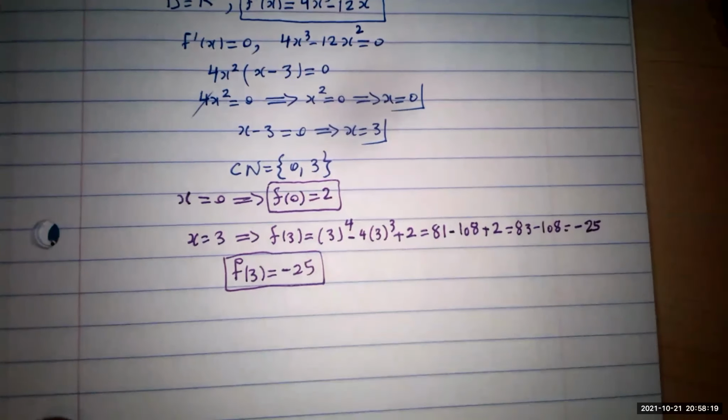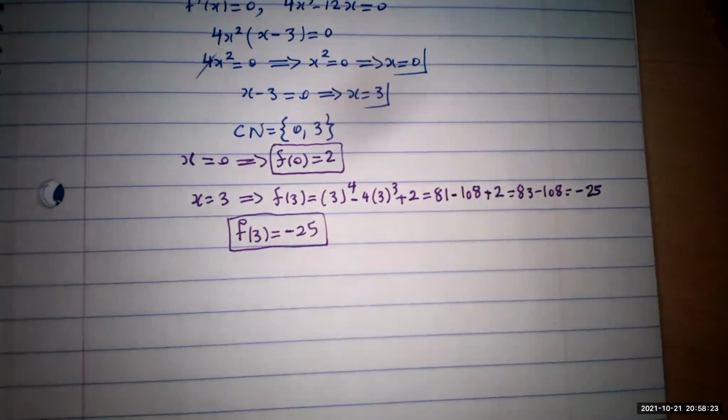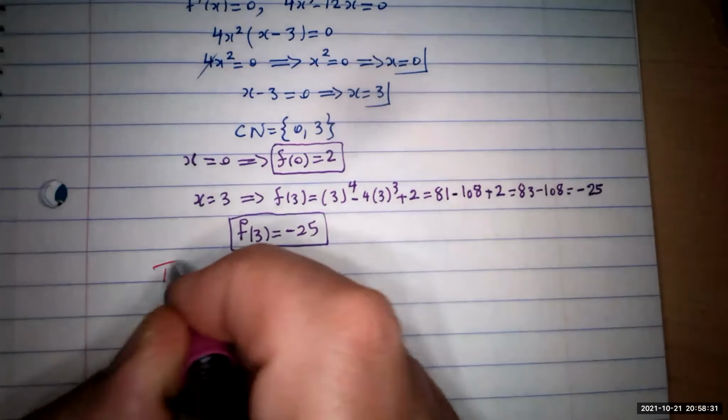So these are all your candidates. f of 0 equals 2, f of 3 equals negative 25. Any question? Now we want to test it. They suggest the second derivative test.